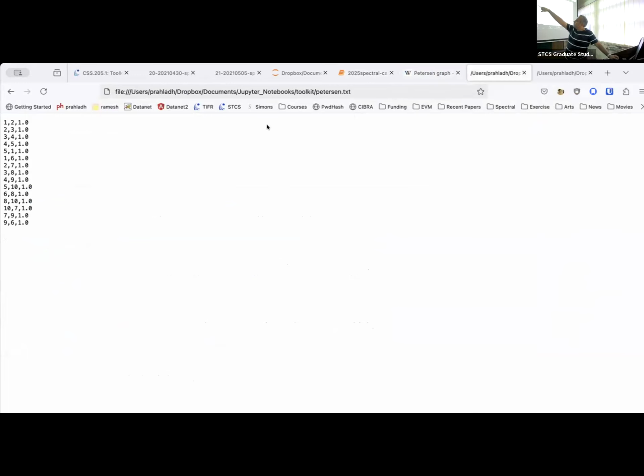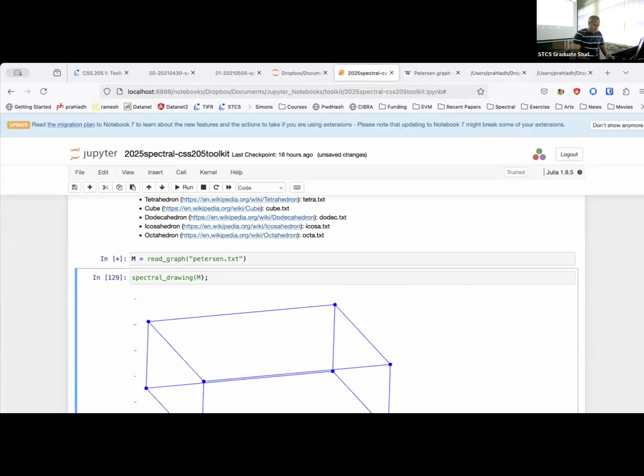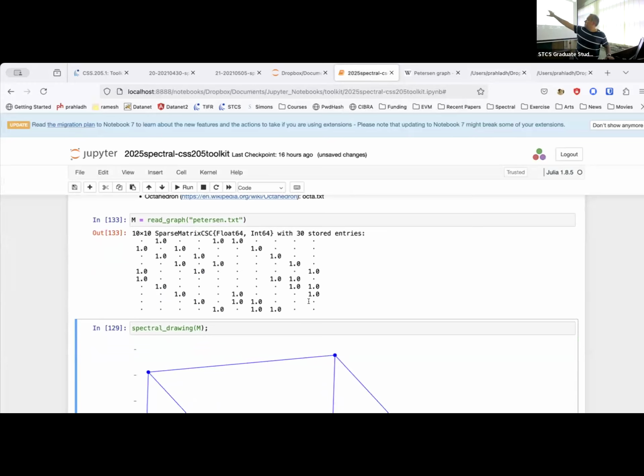That's the Petersen graph's adjacency matrix, which I put in. So the top 5 is the first 5-cycle. 1 is connected to 2, 2 is connected to 3, 3 is connected to 4, 4 is connected to 5, and 5 is connected to 1. And the bottom 5: 6 is connected to 8, 8 to 10, 10 to 7, 7 to 9, and 9 to 6. And the middle ones are saying 1 is connected to 6, 2 to 7, 3 to 8, 4 to 9. That's what I've done. I'm going to feed the Petersen graph, the adjacency matrix. So I've forgotten the whole structure of the Petersen graph.